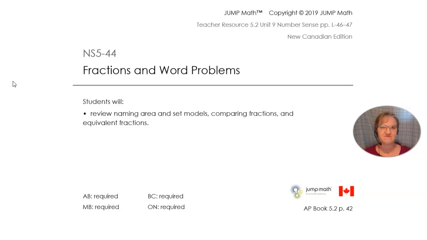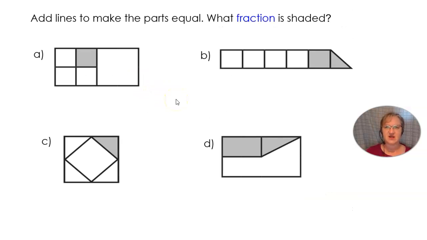Let's get started. On this one here, it just asks us to add lines to make the parts equal, and what fraction is shaded. Here we can extend this line, and again we're going to pretend that I can draw these lines perfectly straight, right? Okay, so here we go. Now how many parts do we have? We've got 1, 2, 3, 4, 5, 6, 7, 8 parts. So we know our denominator is going to be 8. And how many of those pieces are shaded? Just 1. Even though we have the number 2 in there, it's just to count how many pieces in total. 1 of the pieces out of 8 are shaded.